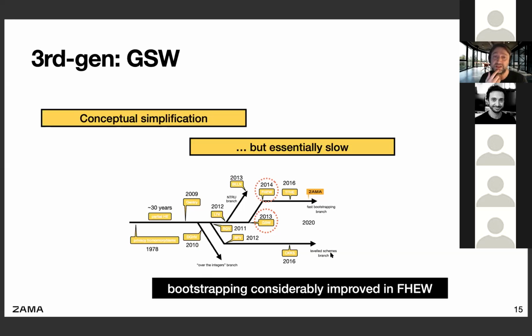But it was interesting to see that one year later, another GSW-like scheme called FHE appeared that improved bootstrapping immensely. Doing one Boolean gate would cost about 1 second of computation, which was day and night compared to Gentry's initial bootstrapping, which would take about 30 minutes to compute the multiplication of 2 bits. So it was a definite improvement.